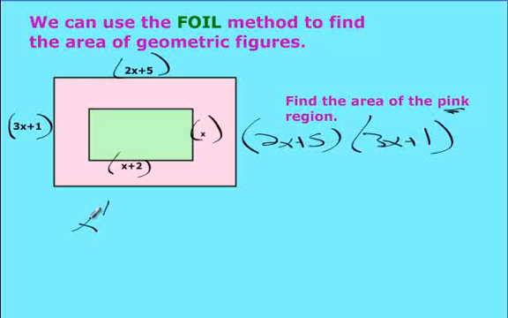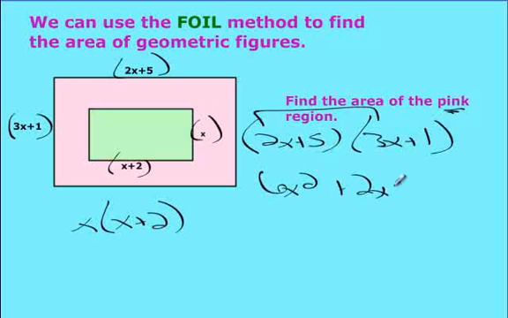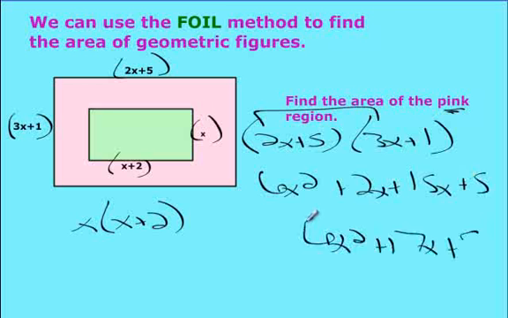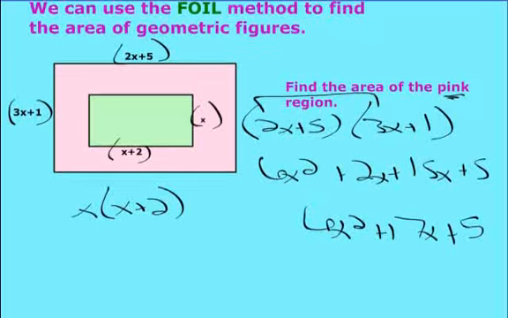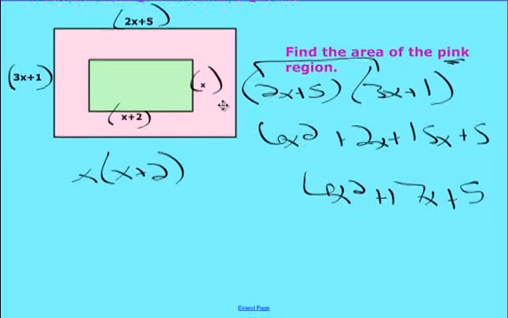So I have x times x plus 2. So whatever I get for my answer here, I need to subtract this. So let's go ahead and FOIL. 6x squared. Outside is plus 2x. Inside is plus 15x. And the last is plus 5. So I have 6x squared plus 17x plus 5. Remember, the idea is that's the entire pink box. But I have to get rid of this green area.